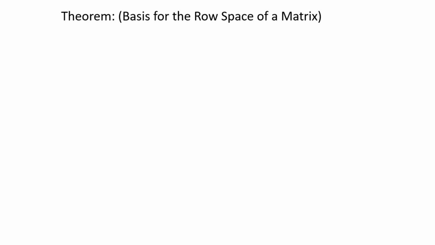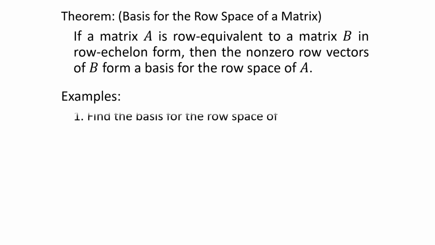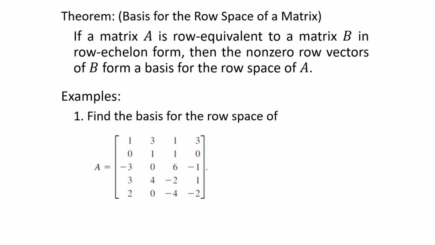Next, we have this theorem about the basis for the row space of a matrix. This states that if a matrix A is row equivalent to a matrix B in row echelon form, then the non-zero row vectors of B form a basis for the row space of A. So to make this clear, let us have these examples. Find the basis for the row space of A.